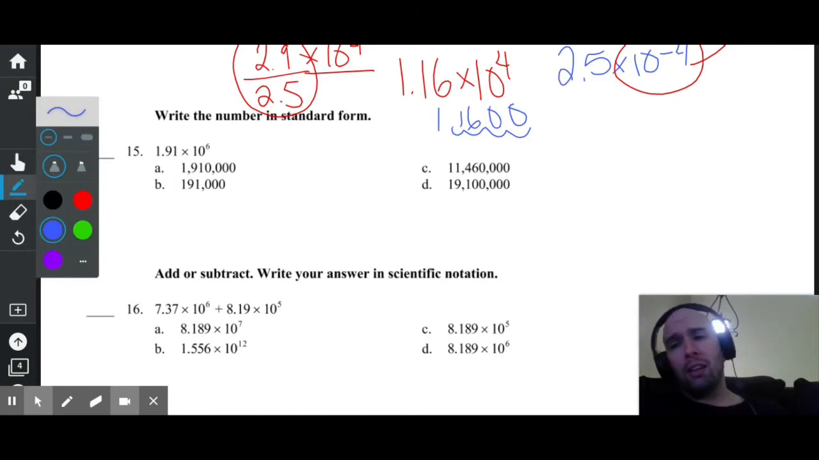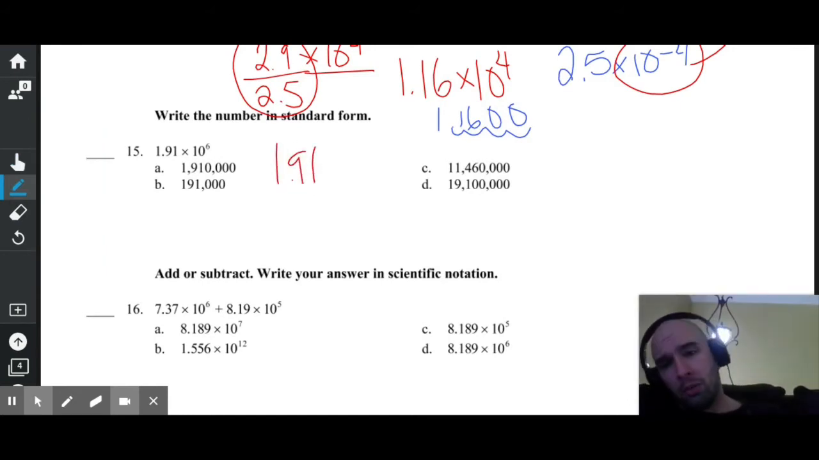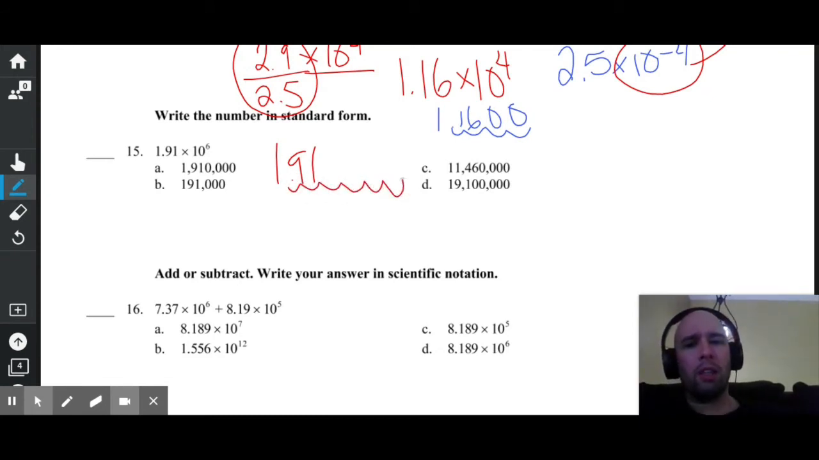15 is basically the easy version of 14. Take 1.91 times 10 to the positive 6, which means move it to the right. 1, 2, 3, 4, 5, 6. Oh, oh, oh, oh. So the one with 4 zeros attached is my answer.